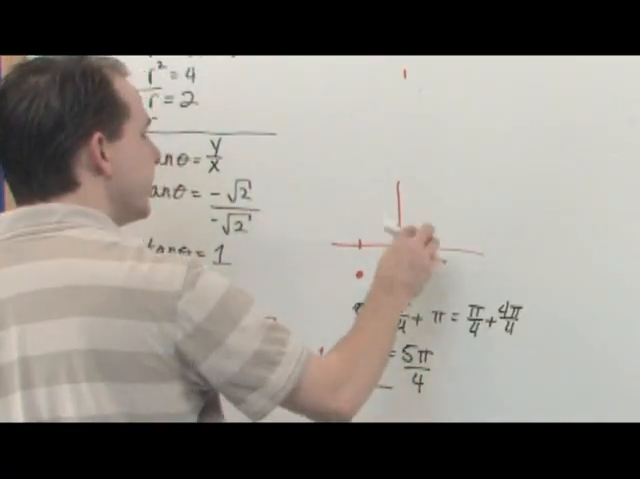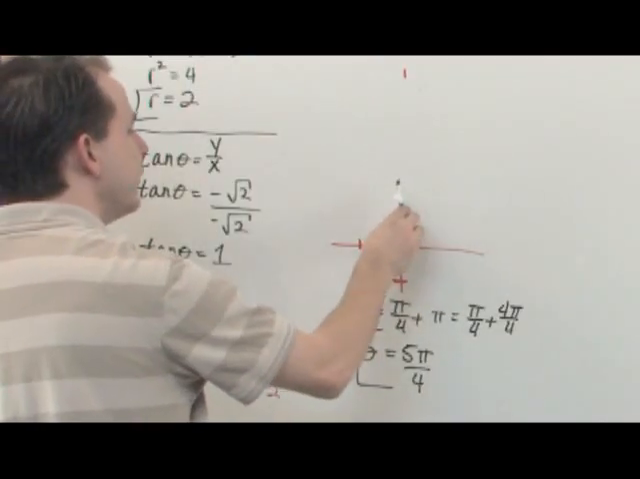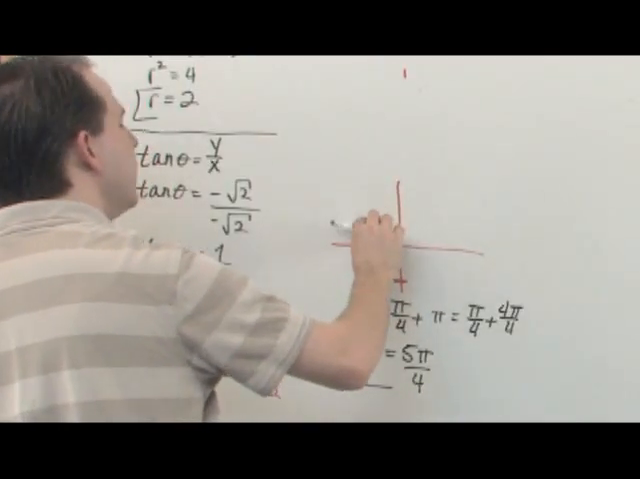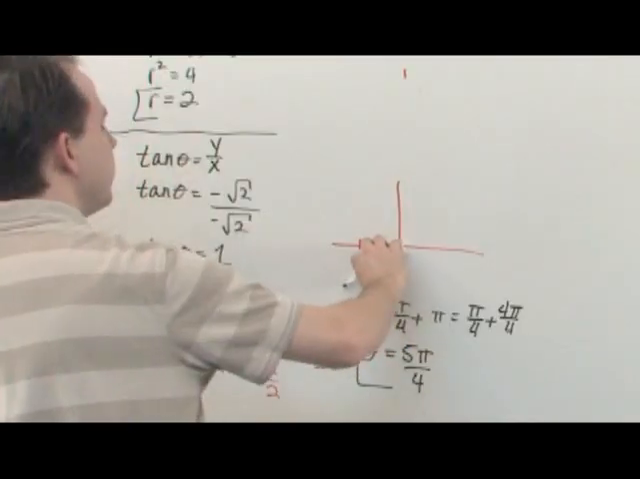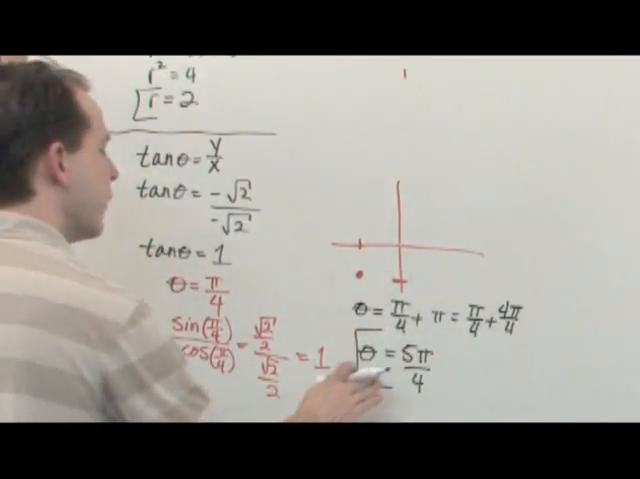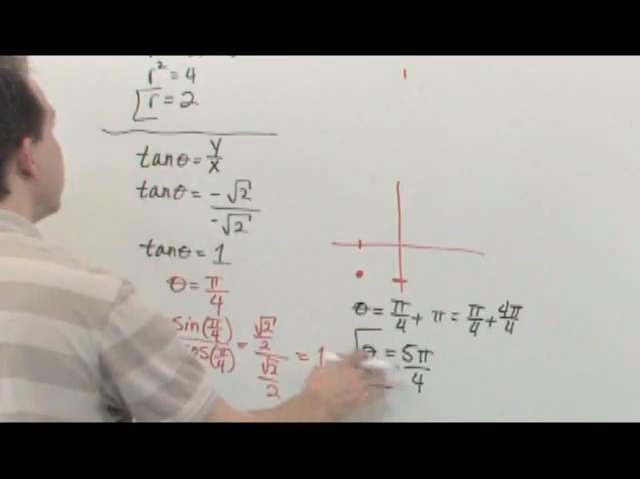And to check yourself, let's look at it. 5 pi over 4. Let's start counting. Here's 1 pi over 4, 2 pi over 4, 3 pi over 4, 4 pi over 4, 5 pi over 4, right here. That's the quadrant that you're in. So we do a quadrant check with the angle we found versus that.